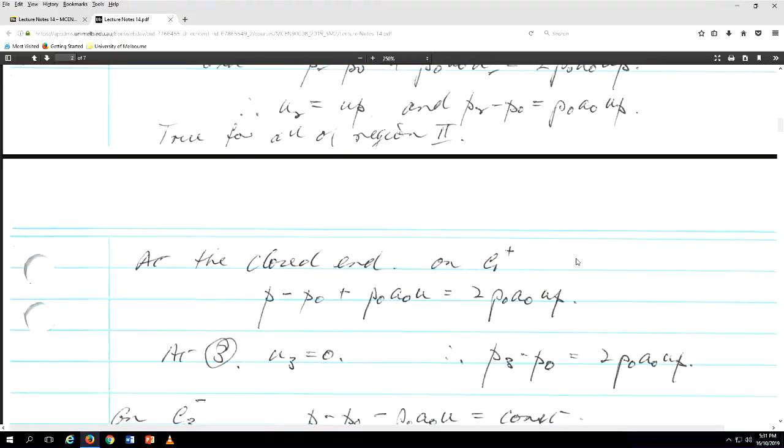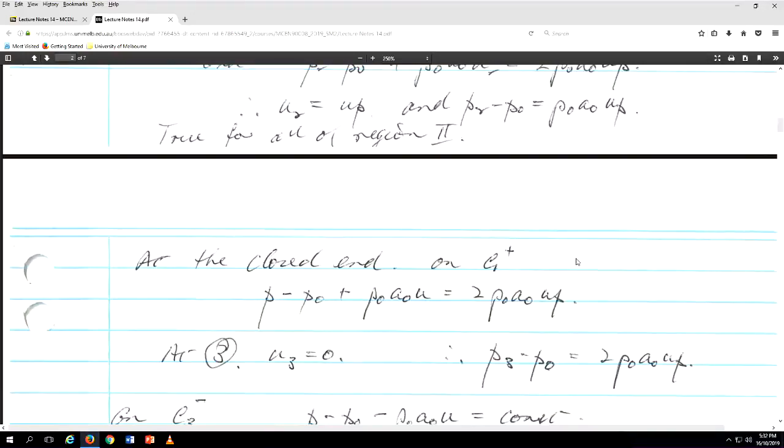But at 3, we're given the velocity. Namely, I've got an end wall there, and that's a boundary condition on the velocity, that U is equal to 0. I'm going to do the open flute in a minute, where that boundary condition is on the pressure and not on the velocity. It makes a big difference. But at 3, U3 is equal to 0, so I can put that into there, and it says that P3 minus P naught is 2 rho naught A naught UP.